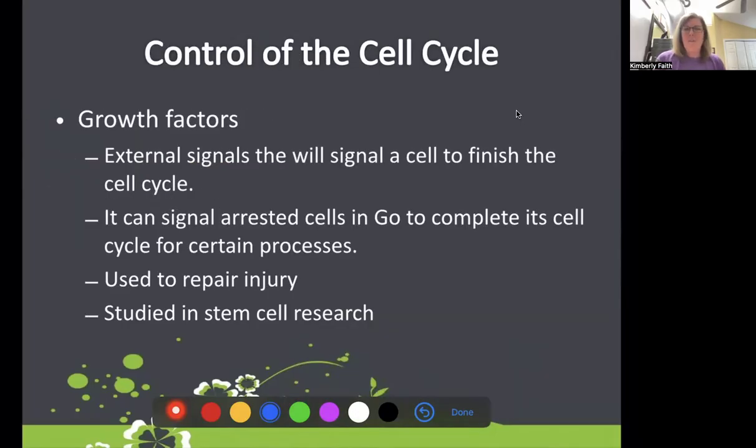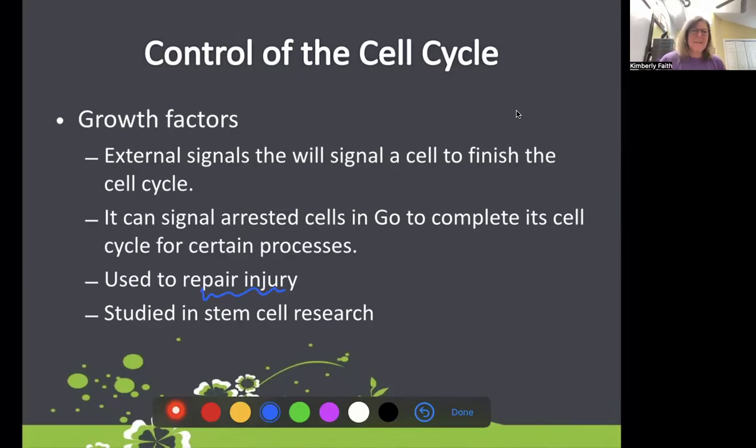Control of the cell cycle: we have what are called growth factors. These are external signals that will tell the cell to finish its cycle. They can also give signals that say, nope, you're going into G naught, you're not going to be divided. Generally, we divide cells when we have an injury, because we need to repair those cells, or if we're still growing. When you get taller, of course, once you reach maximum height, you might grow horizontally versus vertically.